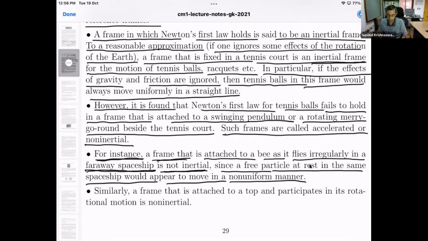But then suppose instead you consider a frame that is attached to a top. So here's my top. This is my top and it is spinning.